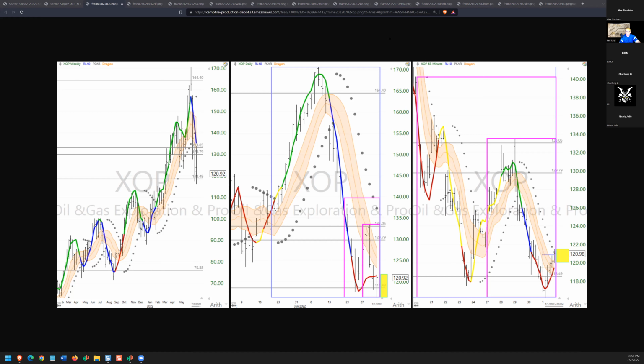Okay, so now we're going to look at a series of swing charts from Ken H. Many thanks, Ken, for the help. So the first one we're looking at is XOP, and we're looking at weekly, daily, and 65-minute charts. So that gives us the multi-time frame lens.